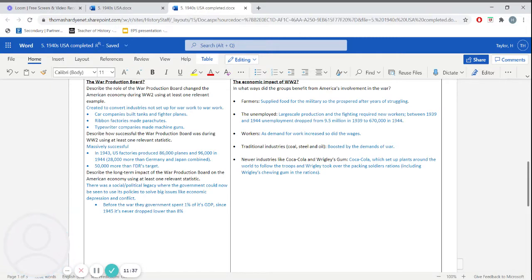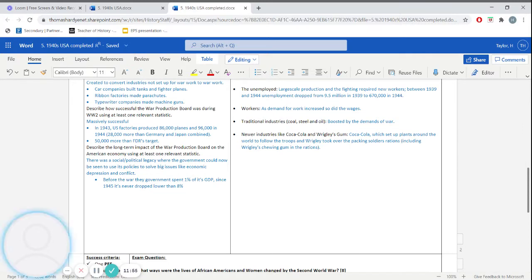It was also 50,000 more than Roosevelt's target. So that shows that it was successful even beyond the person who was leading this idea, even beyond his own estimations of what would be achievable.